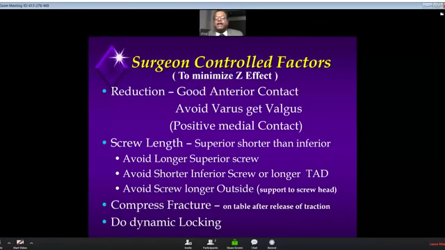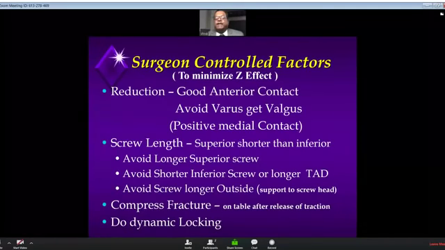Avoid varus and try to get valgus 5 degrees more than the normal side. It is called positive medial contact. Then screw length: the superior screw should be shorter than the inferior, which means both of them should be at the same horizontal level. Avoid a longer superior screw. Avoid a shorter inferior screw or a longer TAD.